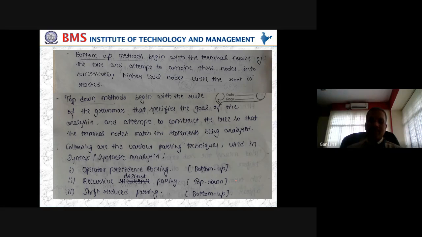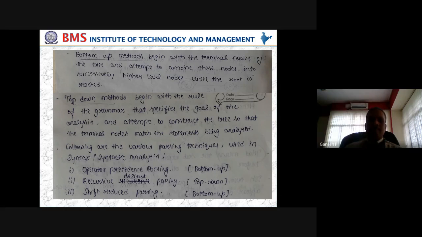If it does, we say it is valid. Otherwise, we say there is some error and the compiler throws errors, and it is our responsibility as programmers to rectify those errors so that the modified version of the program is in line with the syntax of the given compiler. So that is the idea behind syntax analysis.